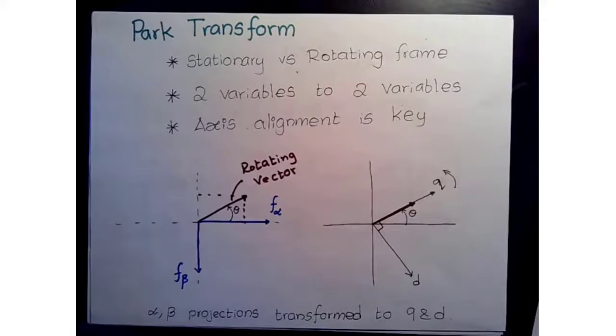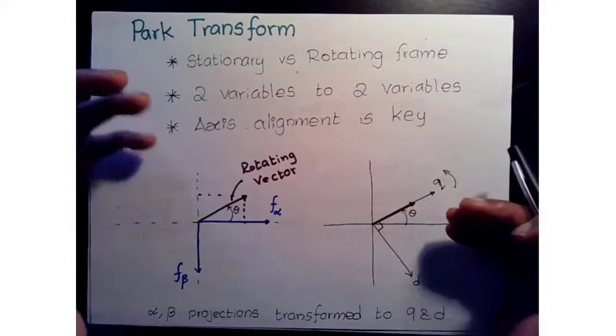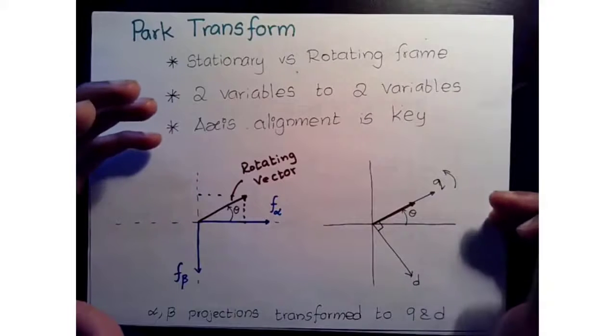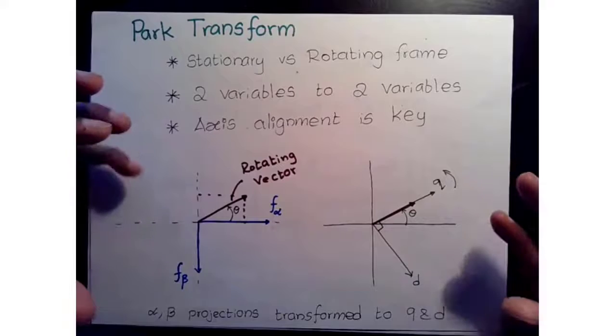Now, when you look at a machine, how many fields are in it? How many magnetic fields need to interact to generate torque?